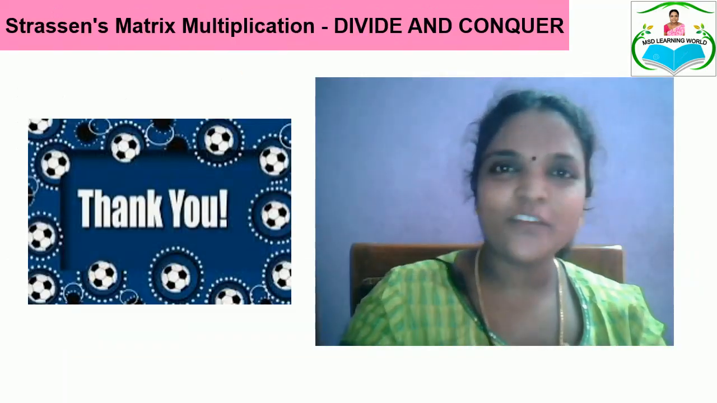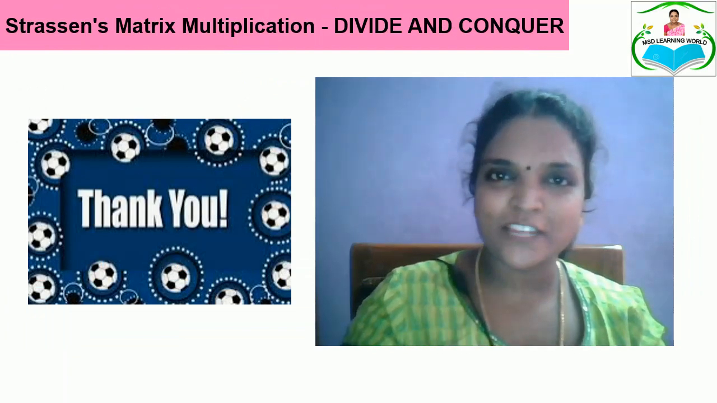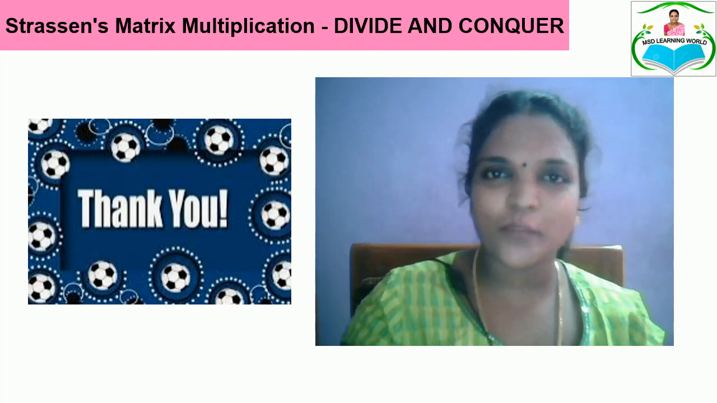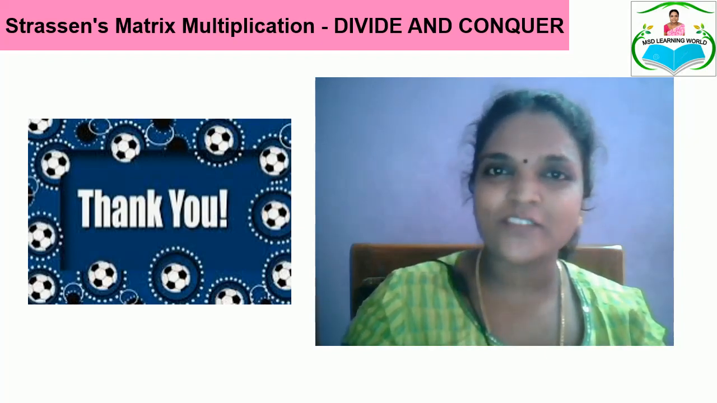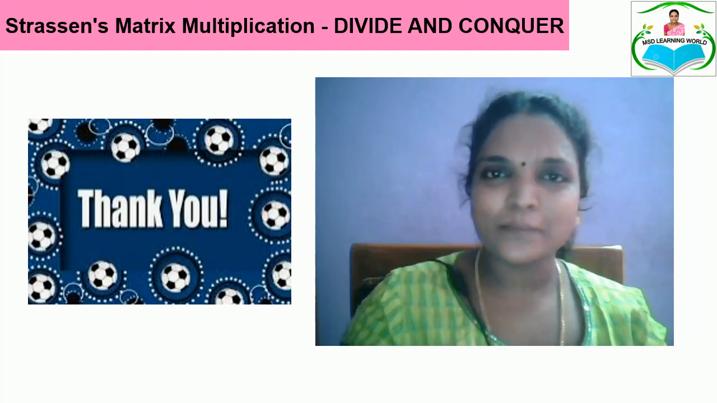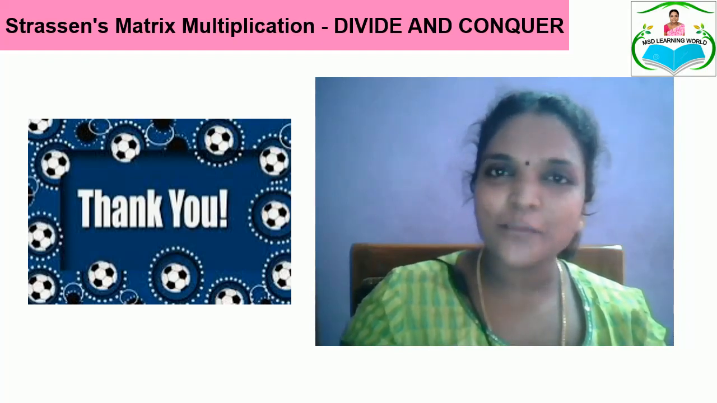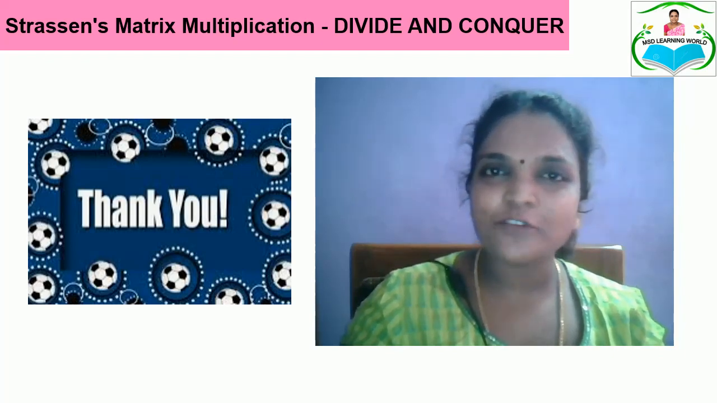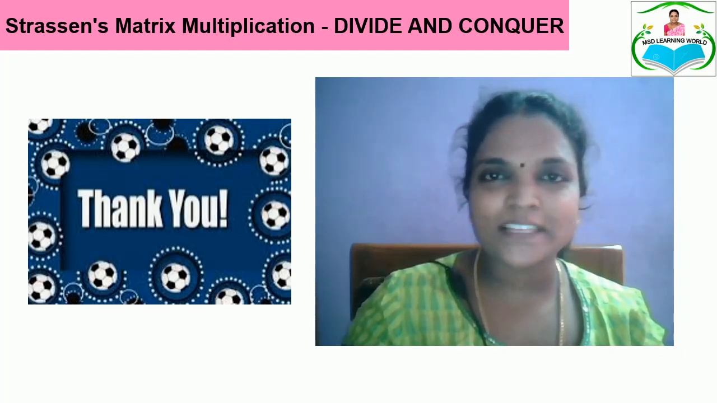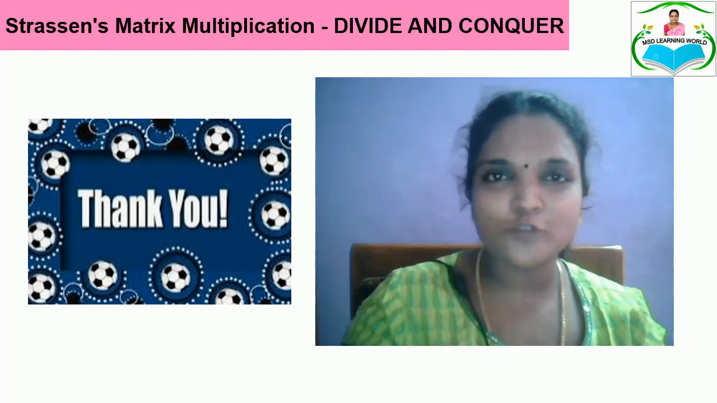In this video, we have seen Strassen's matrix multiplication algorithm and how it is performed using the divide and conquer method, and it has fewer multiplication operations compared to normal matrix multiplication. We have seen that the best case time complexity is order of 1, and the average case and worst case time complexity is order of n to the power of 2.8.